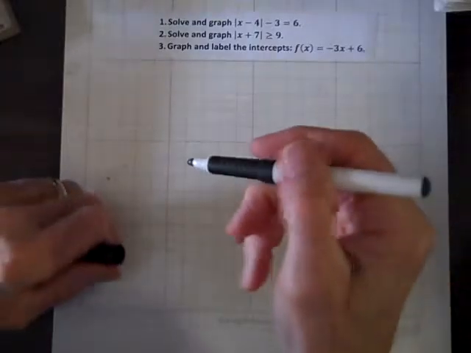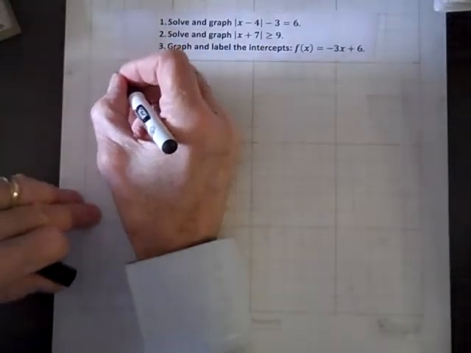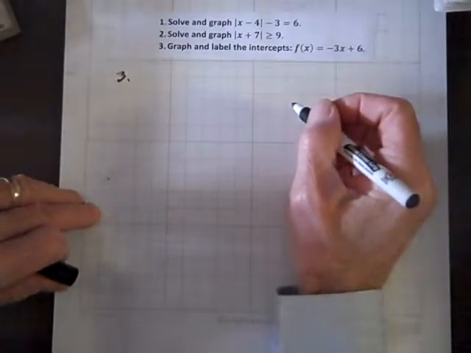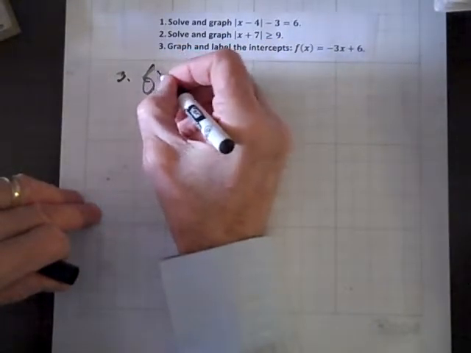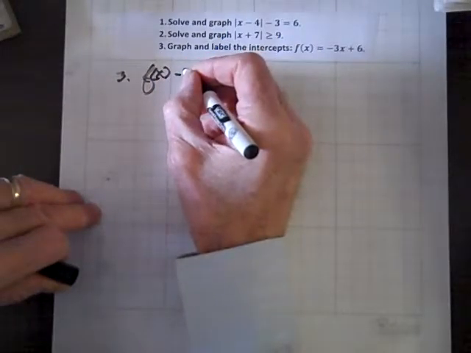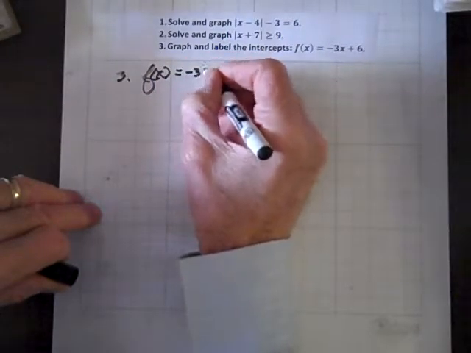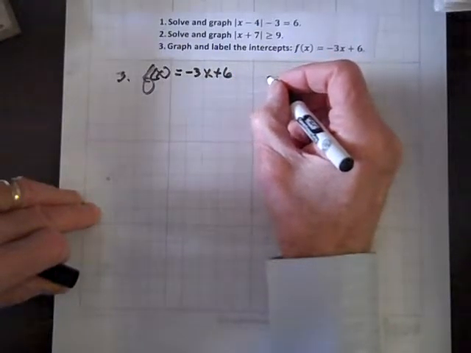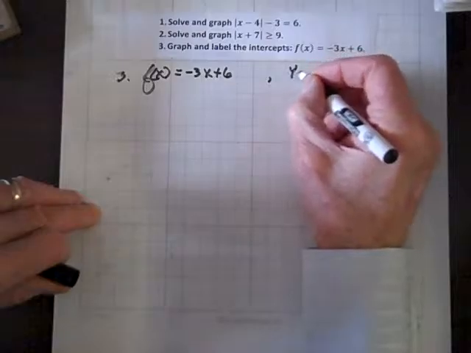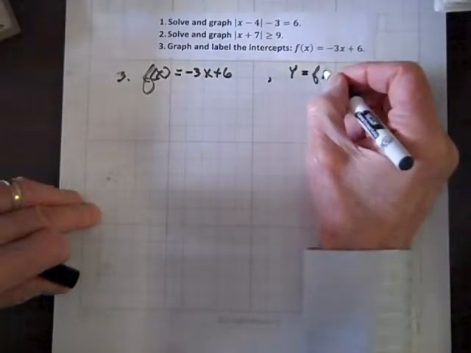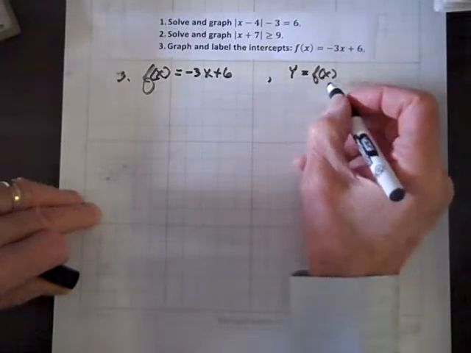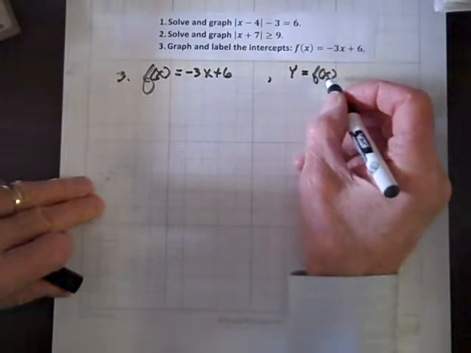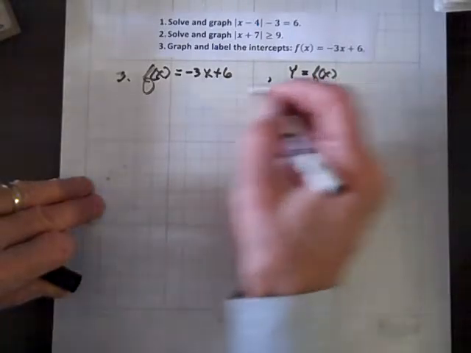So for problem 3, we have to graph and label the intercepts of f of x equals negative 3x plus 6. And we also want to keep in mind that y equals f of x. So wherever we see an f of x, we could substitute a y, but since this is a function, we'll use function notation and call y f of x.